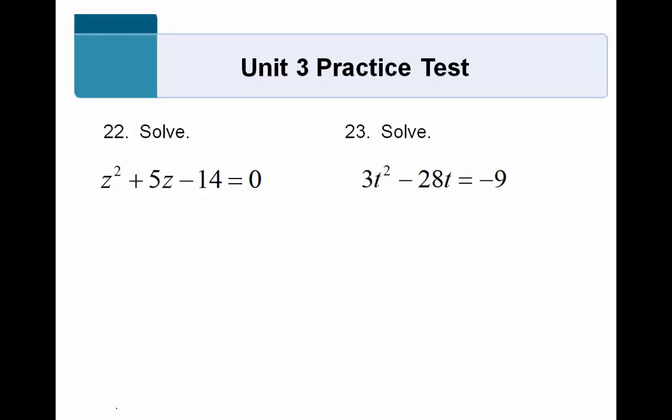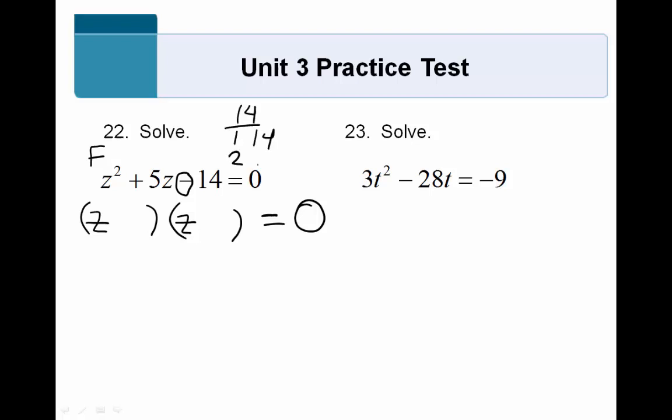Now, number 22, before you can solve the equation, notice it's in standard form. Z squared plus 5z minus 14 equals 0, which it needs to be first, but we need to factor it first. The previous one was already factored. So we need to factor this left-hand side so that it looks like the previous one. So we know that z multiplied by z equals z squared. I know my signs will be different. My factors of 14 are 1 and 14, or 2 and 7. 7 times 2 is 14.